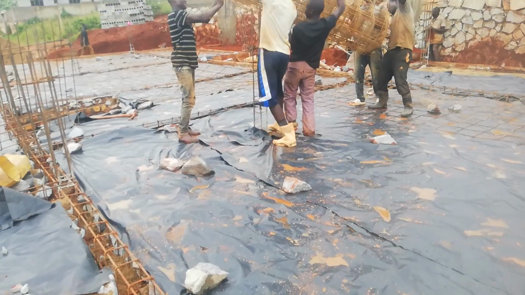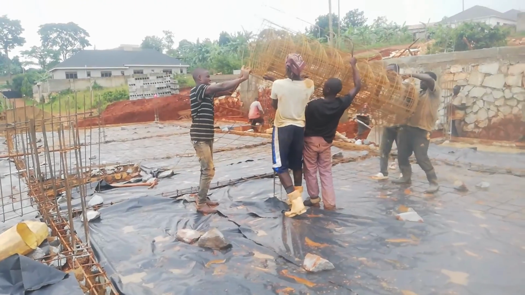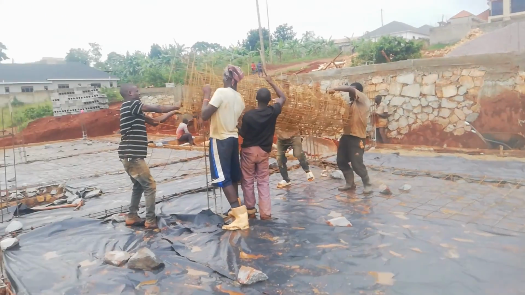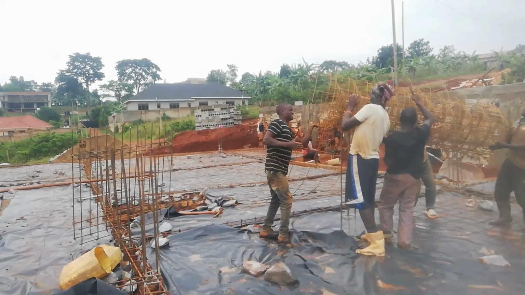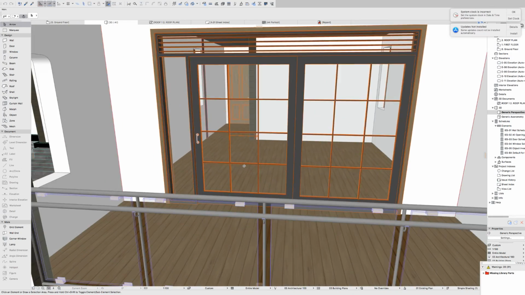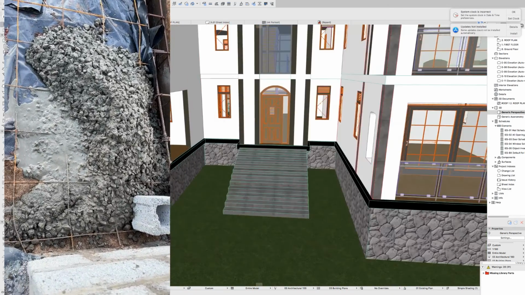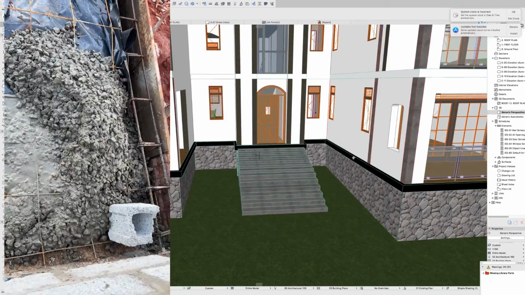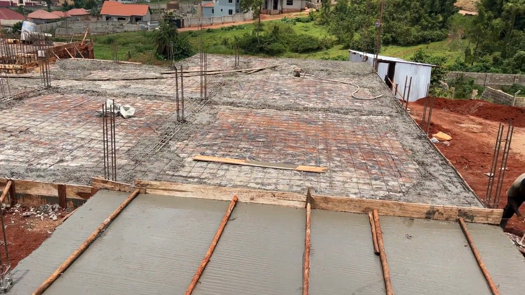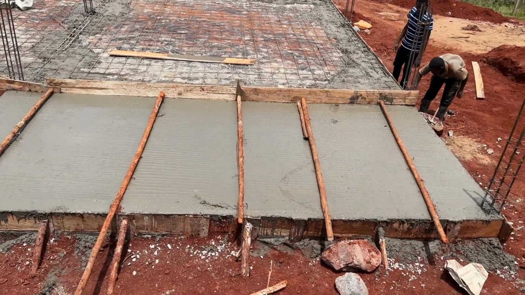On top of DPM, we add a layer of BRC. Now BRC is also important, because when you add BRC, your floor will be protected from those excessive cracks that may likely affect the ground floor of your house. Yes. Then after adding BRC, we now start the casting process. So the casting process of our slab is done. Then after that seals the substructure phase.